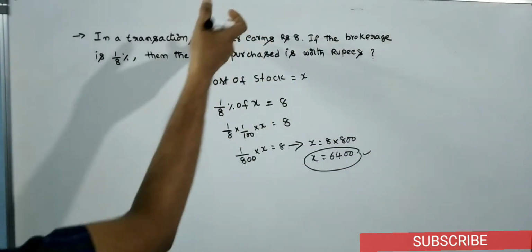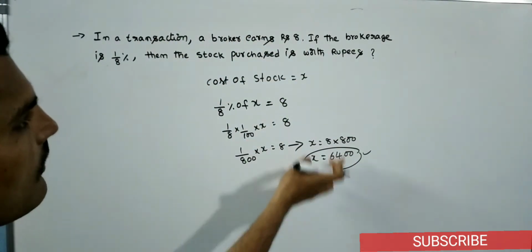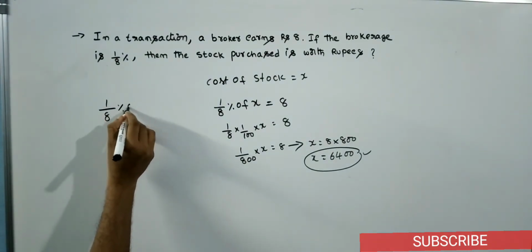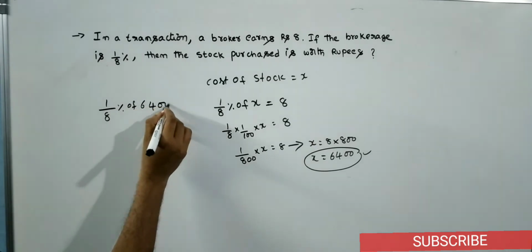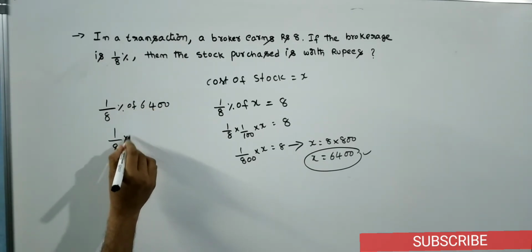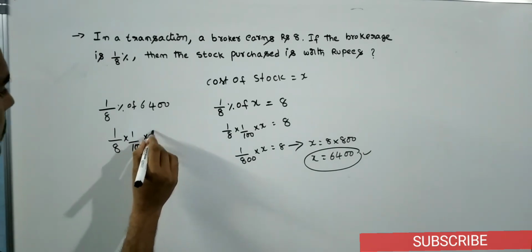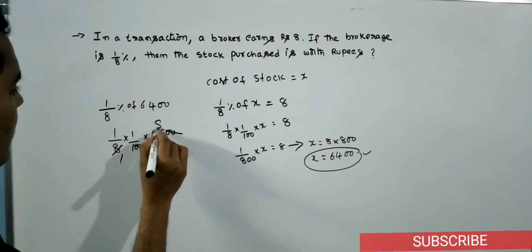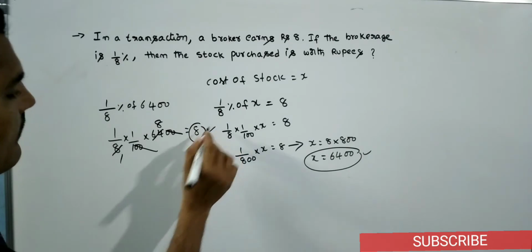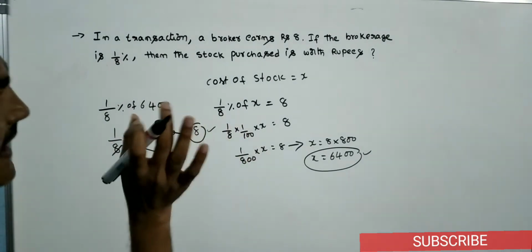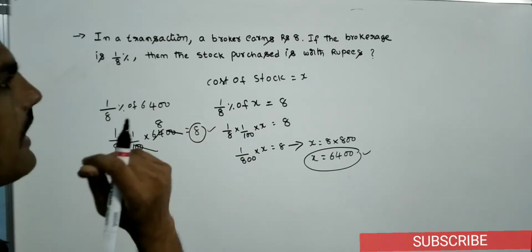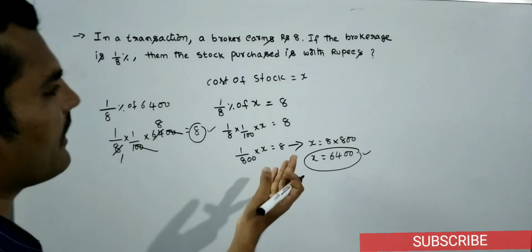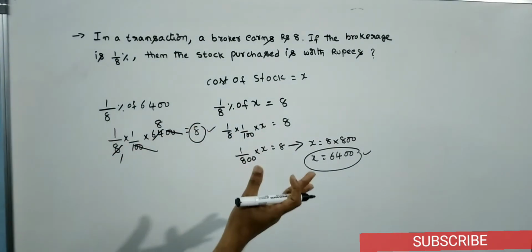See friends, we will check whether 1/8% of 6400 is 8 rupees or not. 1/8 into 1/100 into 6400. Two zeros cancel, 8 ones are 8, 8 ones are 8, that means 8 rupees. Very simple friends. We have to understand the problem. If you understand the problem, straight away we will get the answer. If you are not able to understand the problem, we don't get the answer itself.